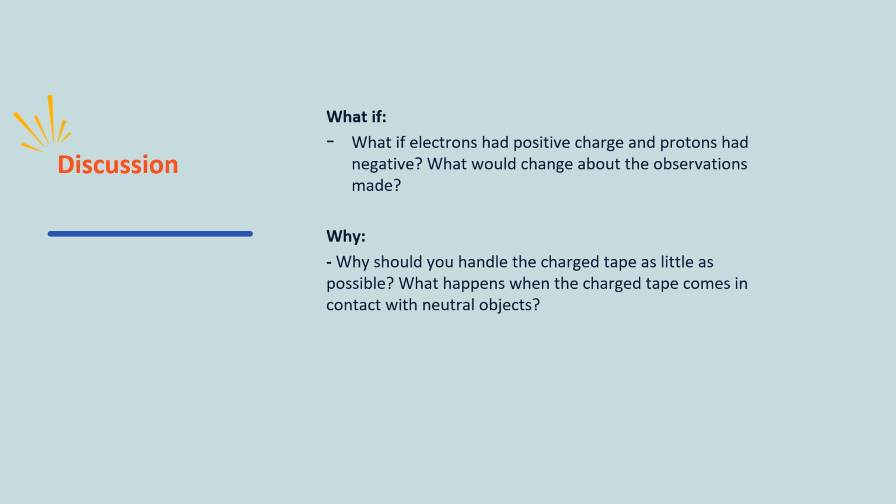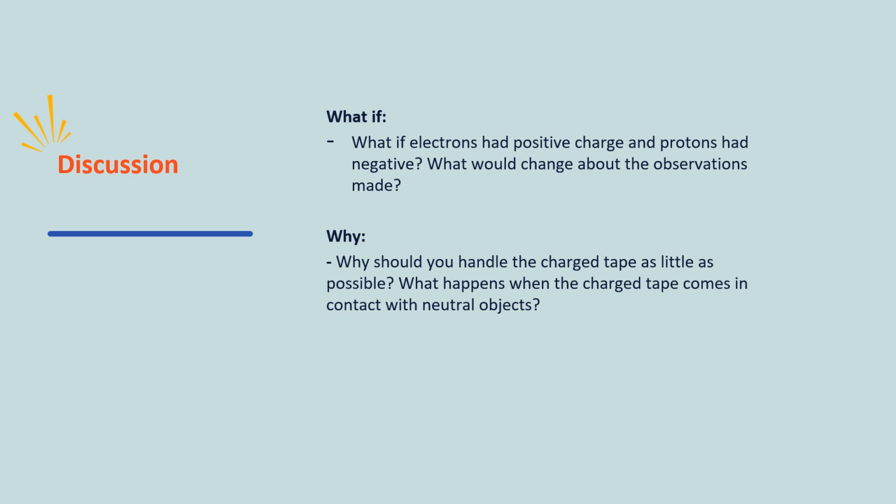And finally, to the discussion of the experiment. What if electrons had positive charge and protons had negative? How would this change the observations? Well, the results and observations of the experiment would remain the same. Opposite charges will still attract and alike charges will still repel.